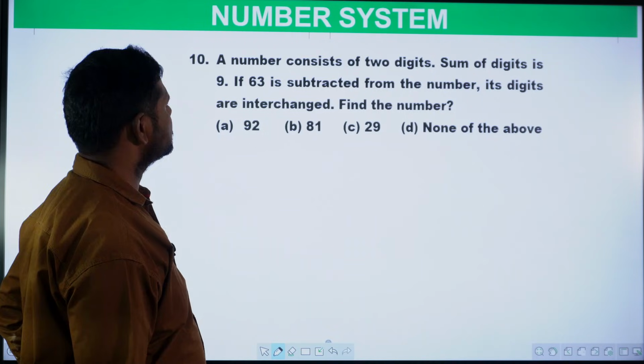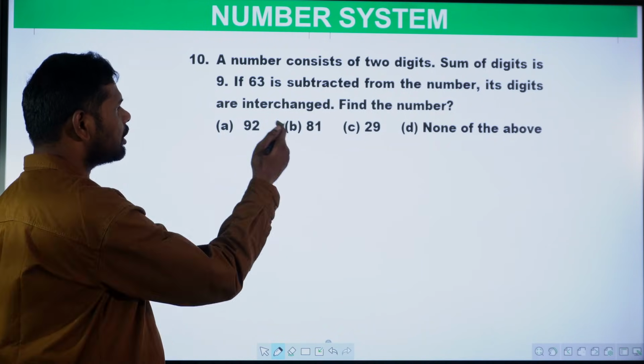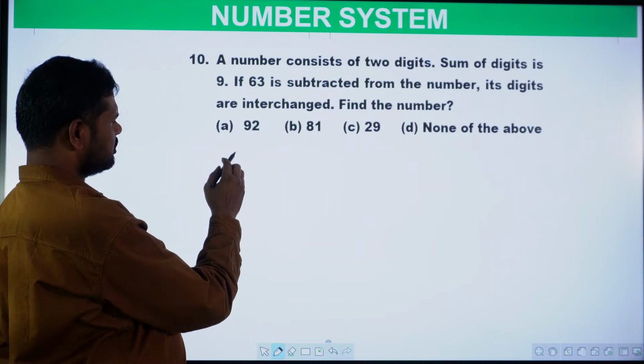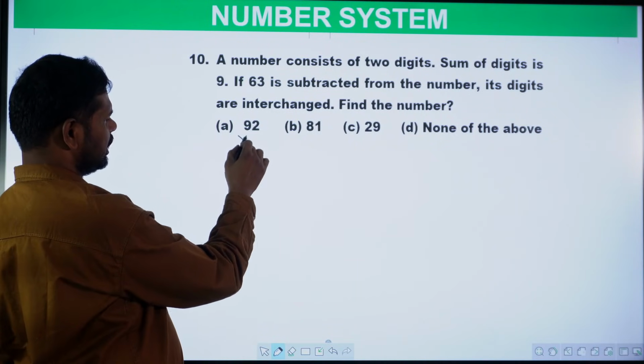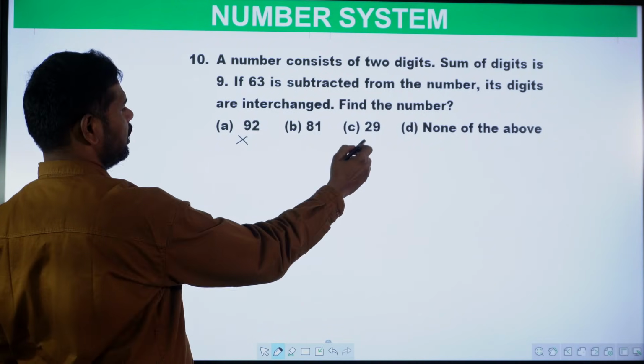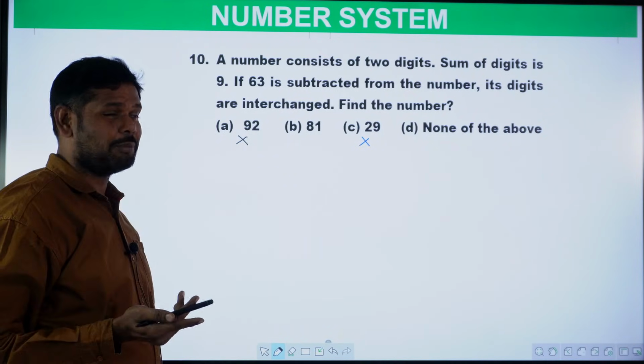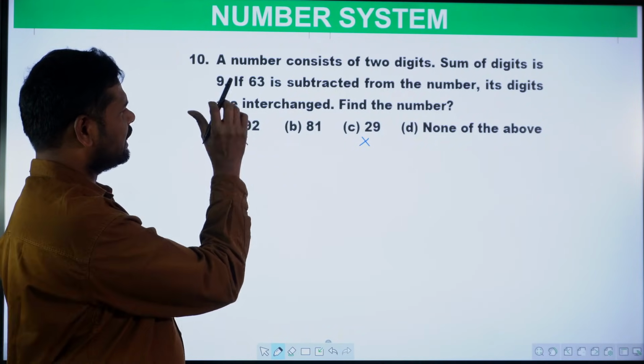Now, a number consists of two digits. Sum of digits is 9. That is enough for some. Just observe options. 92 eliminated, 9 plus 2 is 11. 29 eliminated, 2 plus 9 is 11. Only two options are given. Directly two options are eliminated with just one sentence.